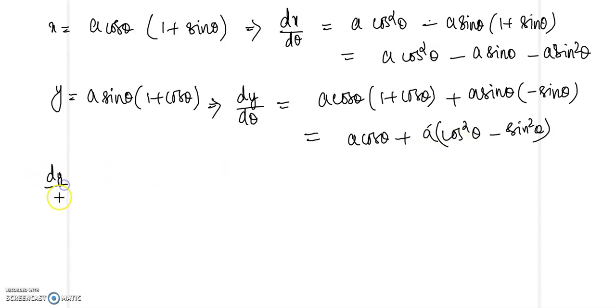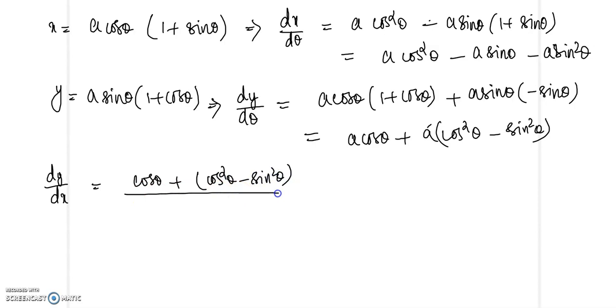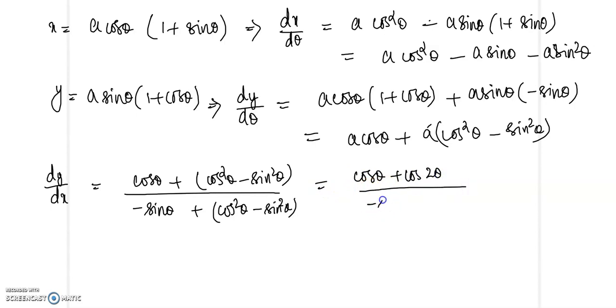So therefore dy by dx will be equal to the ratio, where a will cancel off, so we will get cos theta plus cos square theta minus sin square theta by, again here also a will cancel off, so we will get minus sin theta plus cos square theta minus sin square theta. You can write it as cos theta plus cos 2 theta, by minus sin theta plus cos 2 theta.